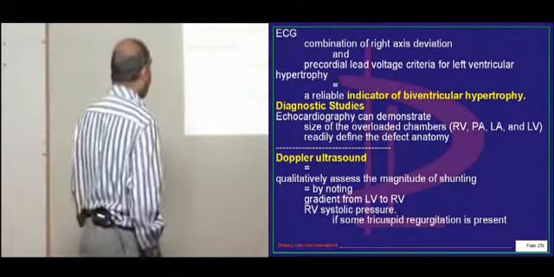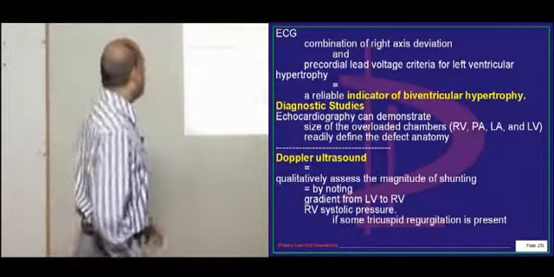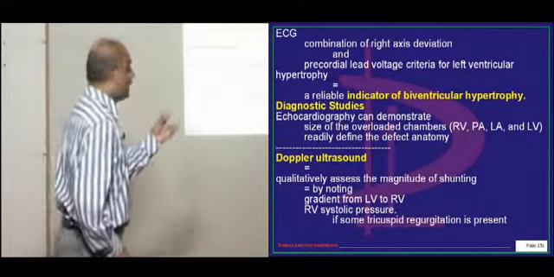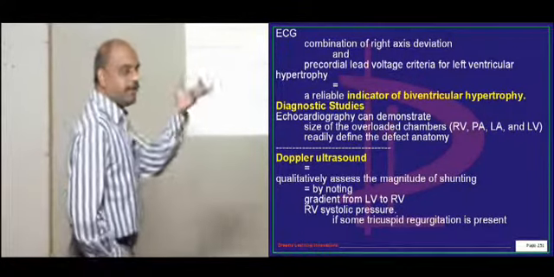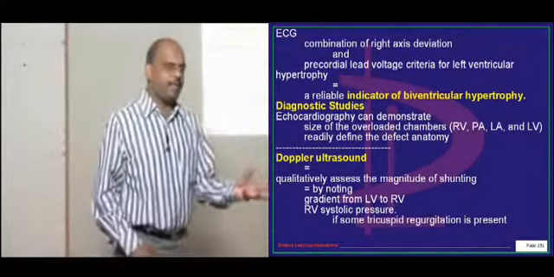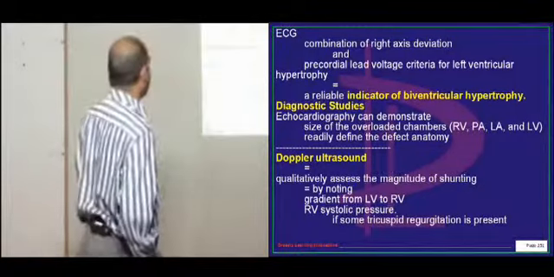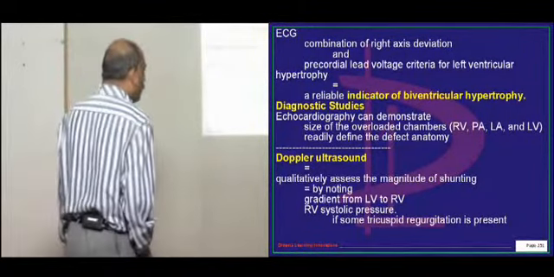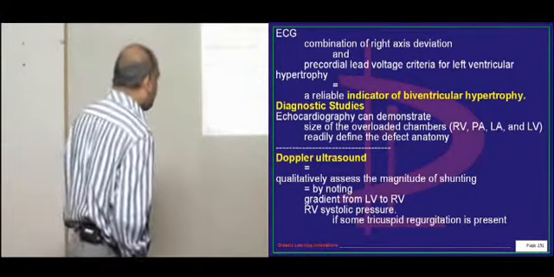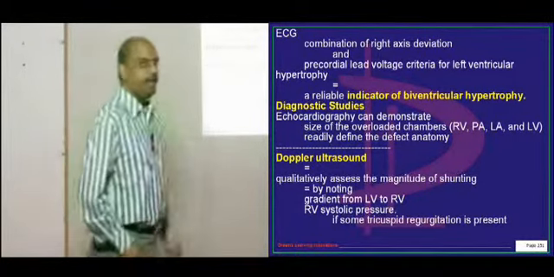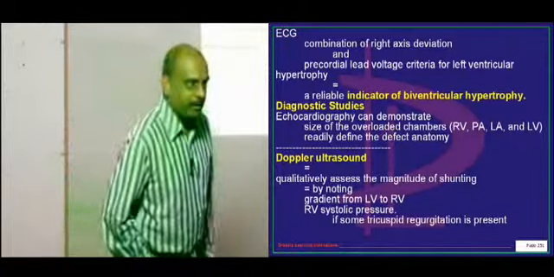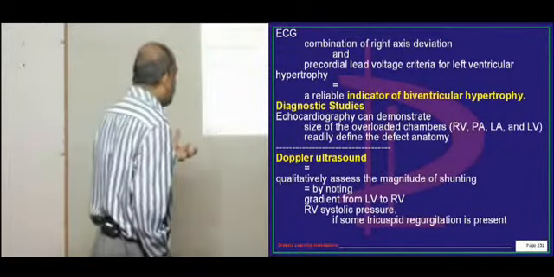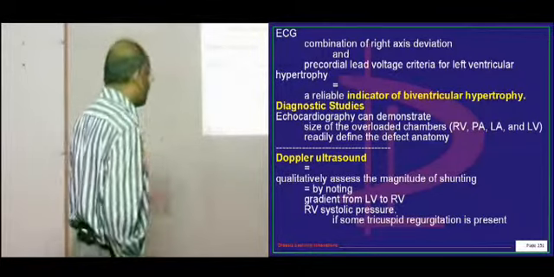If you do the echocardiography, you can demonstrate the overloaded chambers, that is the right ventricle, pulmonary artery, left atrium, left ventricle, everything, and also it can define what exactly the anatomy is, what subtype of VSD it belongs to. Doppler ultrasound can also quantify the magnitude of the shunting. It can make up the color Doppler. What is the gradient from LV to RV? What is the RV systolic pressure?